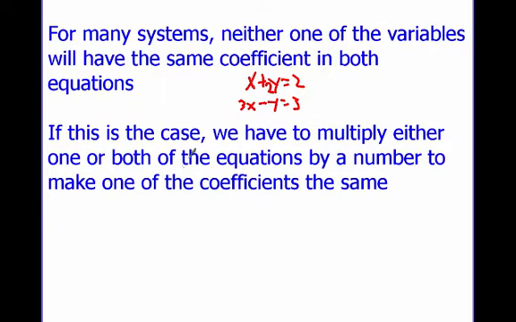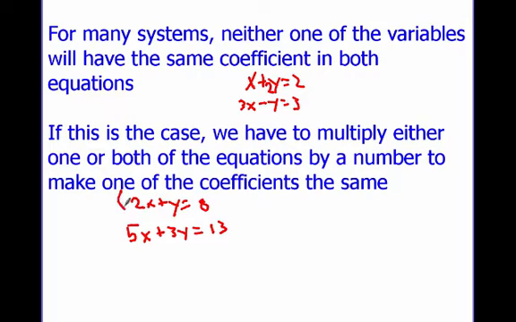And in that case, we have to multiply either one or both of the equations by a number to make the coefficients the same. So let's say, for example, I gave you 2x plus y equals 8. And then I also told you 5x plus 3y equals 13. You'll notice we can't use elimination yet because my x has coefficients of 5 and 2, my y has coefficients of 1 and 3. So we have a problem here. We can't really add or subtract. If I add or subtract, I'm not going to get rid of either of my variables.